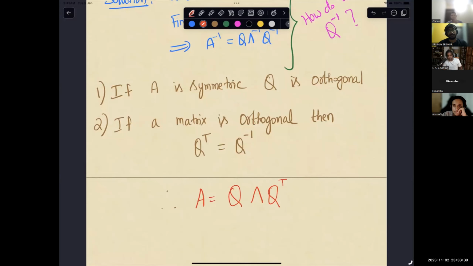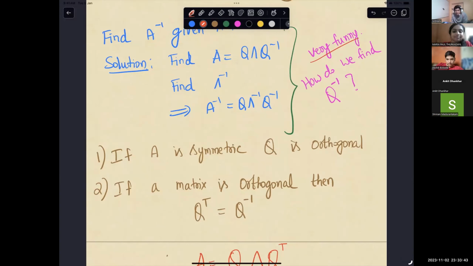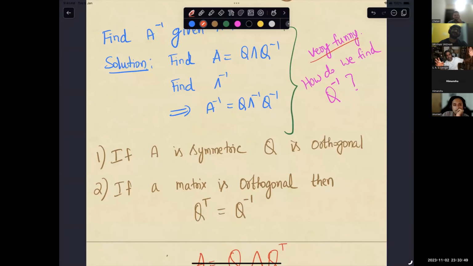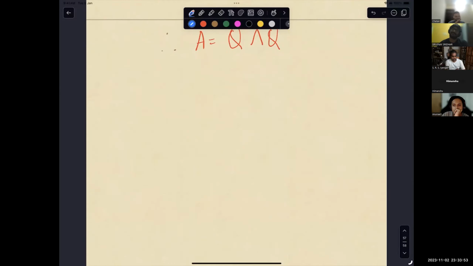But what lies here is, again, I would continue this very funny statement and say, how will you find Q? And that will fill all the gaps right now. Okay, I'll tell you how to find Q. Algorithm to find an eigenvector.